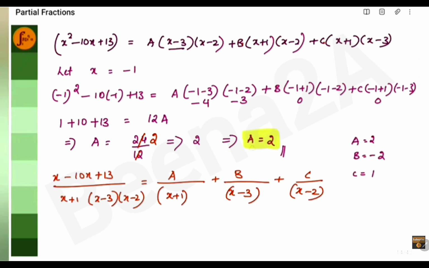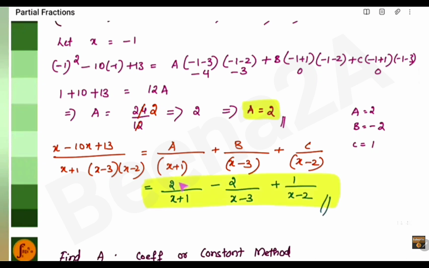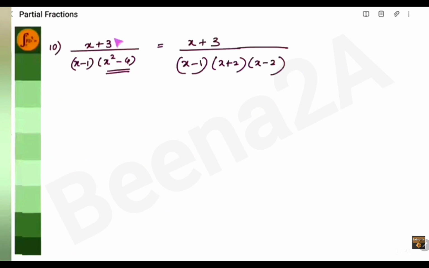Now that we have got all the values of a, b and c, we will take the original expression where we had split it in terms of a, b and c and substitute the values of a, b and c. So on substituting, we will get a is equal to 2, 2 by x plus 1, b is equal to minus 2, minus 2 by x minus 3, c is equal to 1, plus 1 by x minus 2. So here we have got the partial fraction. Now let's take another example.